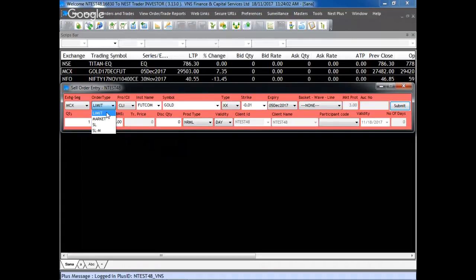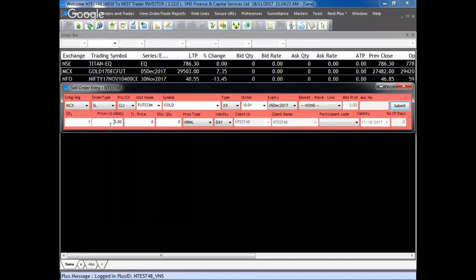In the case of selling, to sell your script above market rate, you can use limit. To sell your script at market rate, you can go with the order type market. And to sell your script below market rate, that is to protect yourself from loss, you can use order type as stop loss.